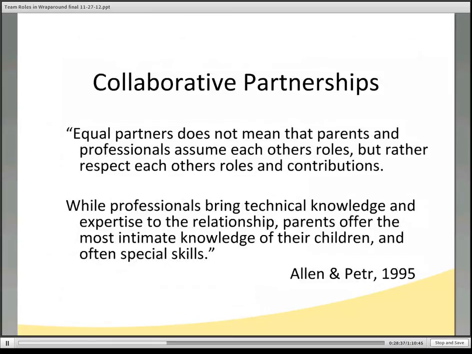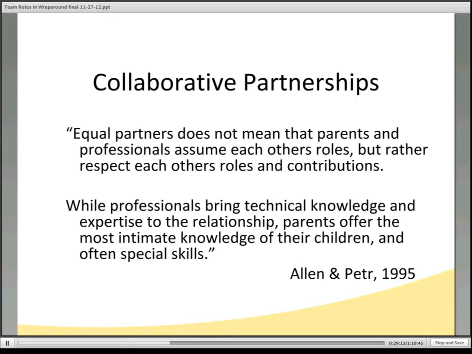So I love this quote. It's one of my favorite quotes. It comes from a long time ago, probably not so long ago for me, but probably a long time ago for a lot of you. It's called collaborative partnerships, and this was actually out of the initial system of care work, the CASSP work that was being done so long ago. It was really just an idea about equal partners. Doesn't mean that parents and professionals assume each other's roles, but rather respect each other's roles and contributions.